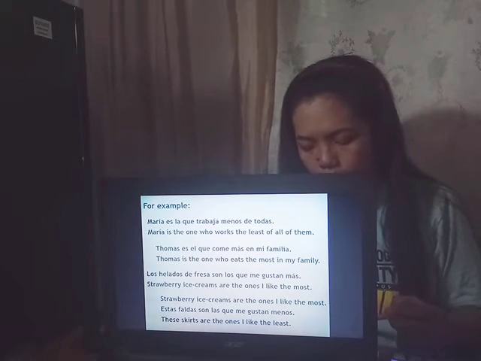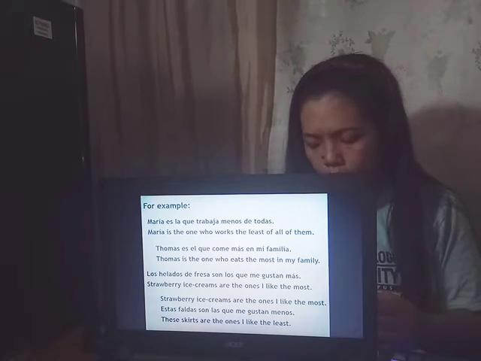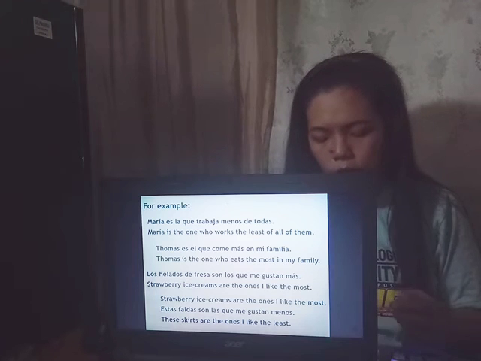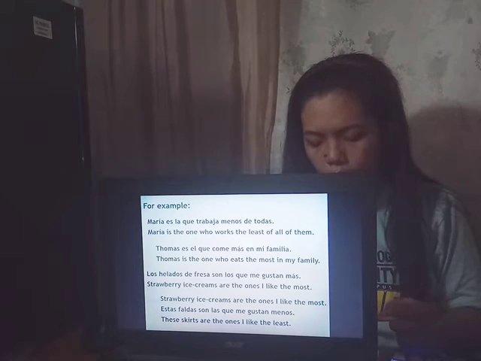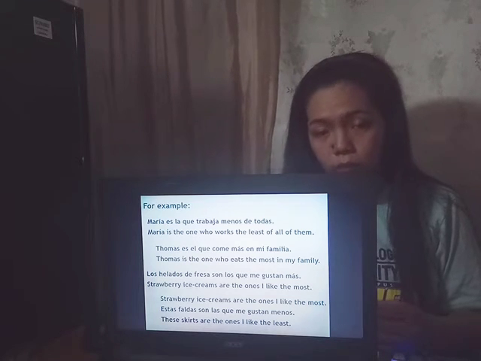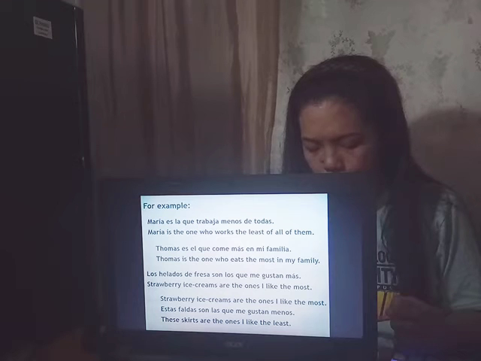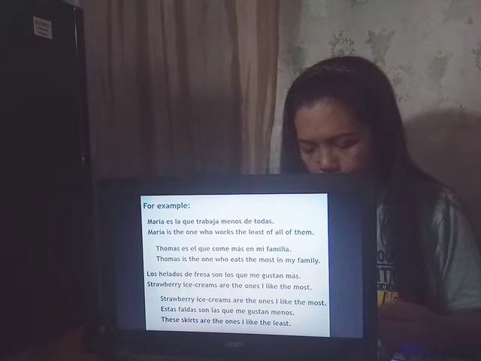Next, los helados de fresa son los que me gustan más. Okay, so again in English, strawberry ice cream are the ones I like the most. Okay, next example. Strawberry ice cream. Okay, it's being repeated.